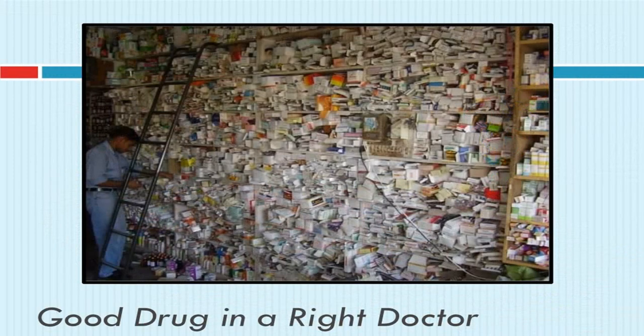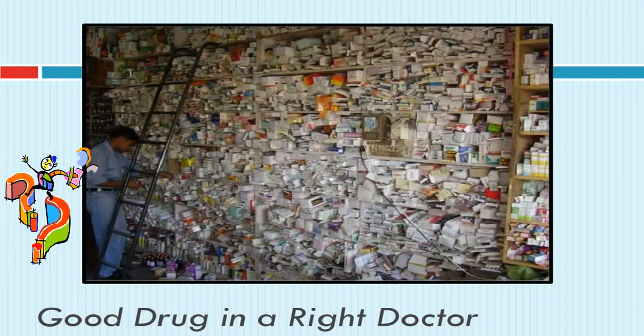Say a doctor prescribes a drug and a chemist has a big list of all these drugs. It becomes very difficult to search out where that material is present. So again, a good doctor will write down a medication which is very, very important, very useful.